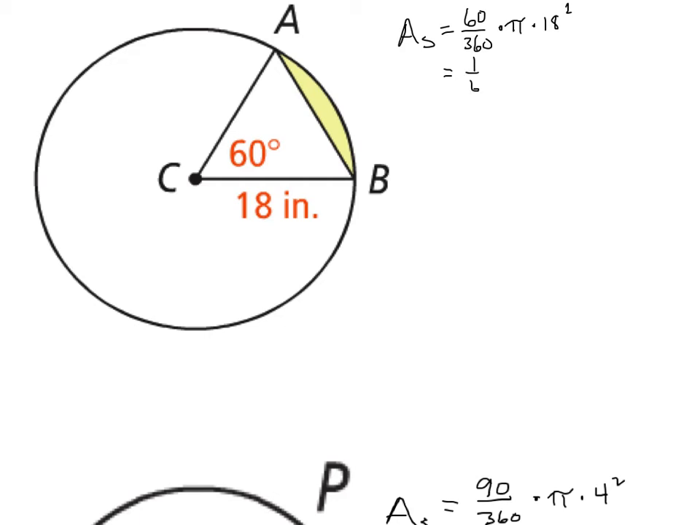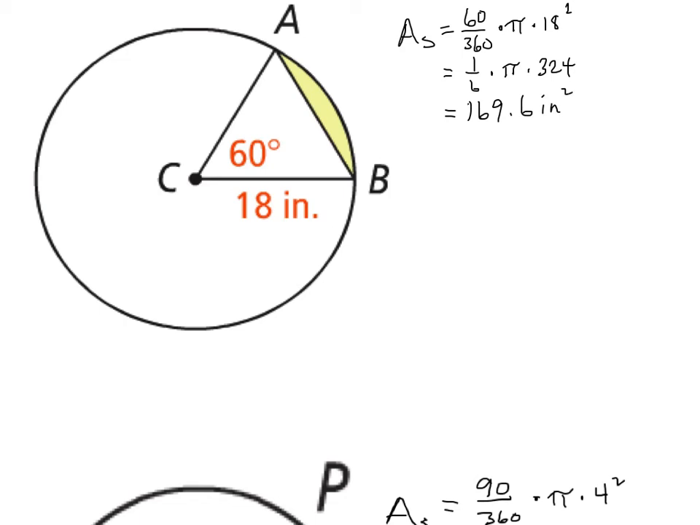If I were you, I would just make that a decimal on your calculator. And 18 squared is 324. So whatever the decimal is for 1/6, times 324 times pi. When I multiply all three of those together, I end up with 169.6, in this case inches squared.